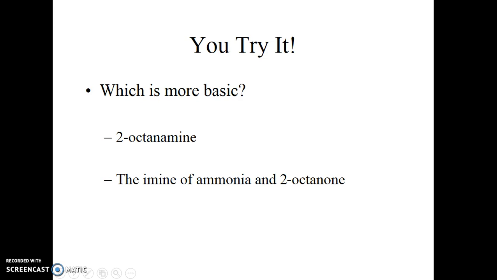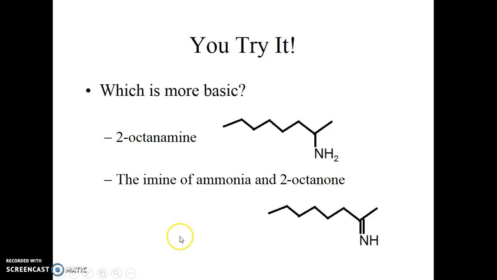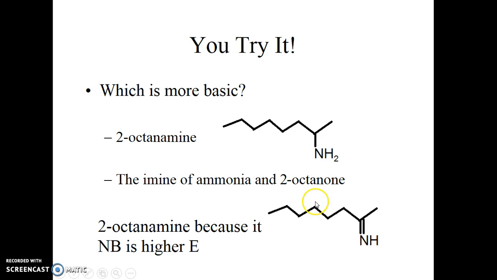Well, the first thing we need to do is draw the structures. So there's 2-octanamine, and here is the imine. The non-bonding pair on the amine is in an sp3 orbital. The non-bonding pair on the imine is in an sp2 orbital with more s. So the non-bonding pair here is at a higher energy in the amine, and so it is more basic.